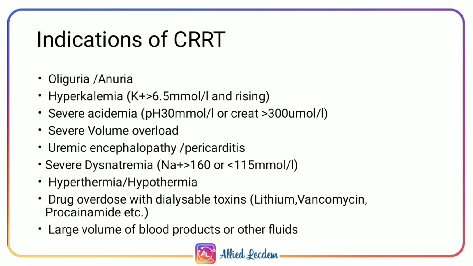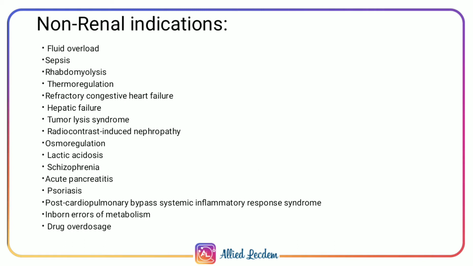The indications of CRRT are oliguria or anuria, hyperkalemia, severe acidemia, severe volume overload, uremic encephalopathy, severe dyspnea, hyperthermia, drug overdose with dialysable toxins, large volume of blood products or other fluids. The non-renal indications are fluid overload, sepsis, thermoregulation, hepatic failure, osmoregulation, acute pancreatitis, etc.